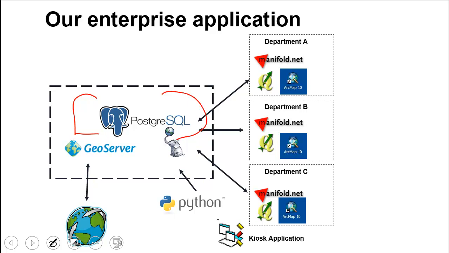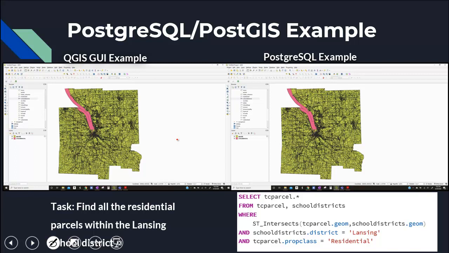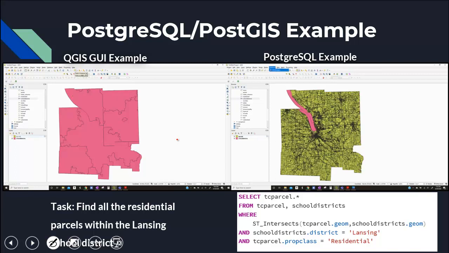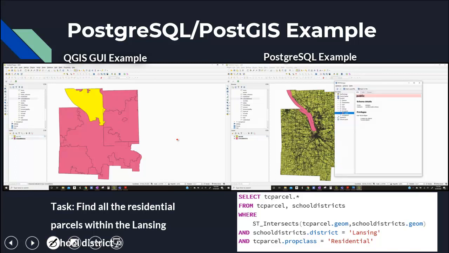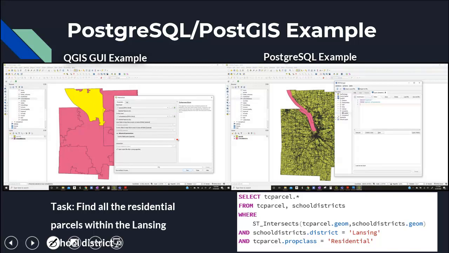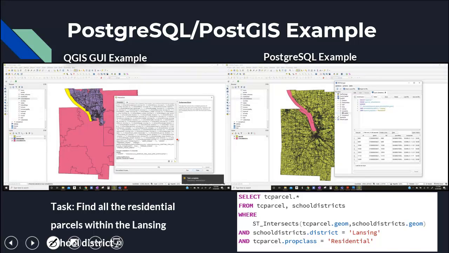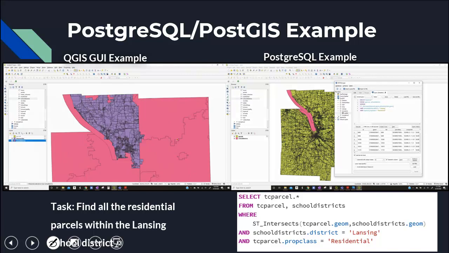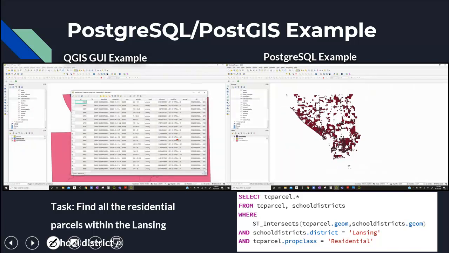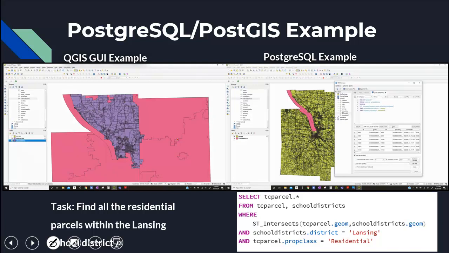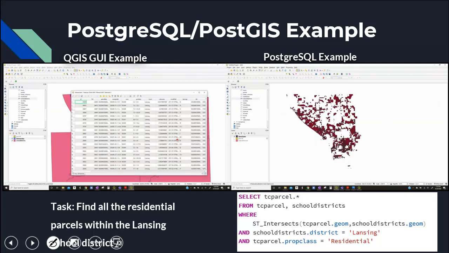And let me show you some of the advantages of having the data in a server and maybe performing something like SQL. So here's an example in QGIS where we're using the graphical user interface to select data based upon different criteria. And here we selected all the parcels that are in the Lansing School District. And now that that's done, we can go in and open up the attribute table.